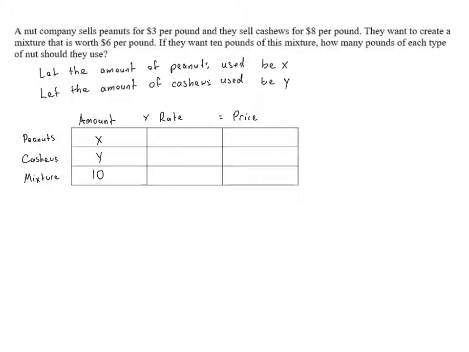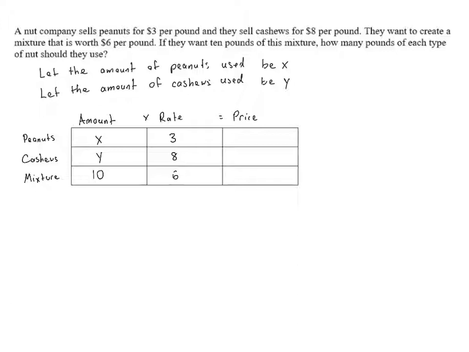The rate, it's not going to be a percent like the last problem. In this case, the rate is the price per pound. Peanuts, the selling rate is $3 per pound. Cashews are $8 per pound. And the mixture they want to be worth $6 per pound. So we're going to have that be 6.